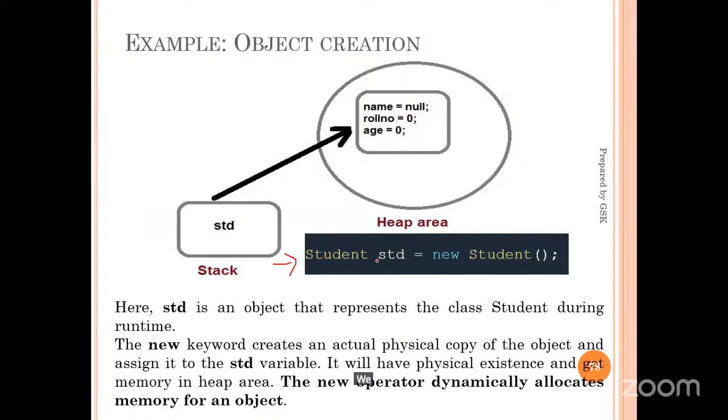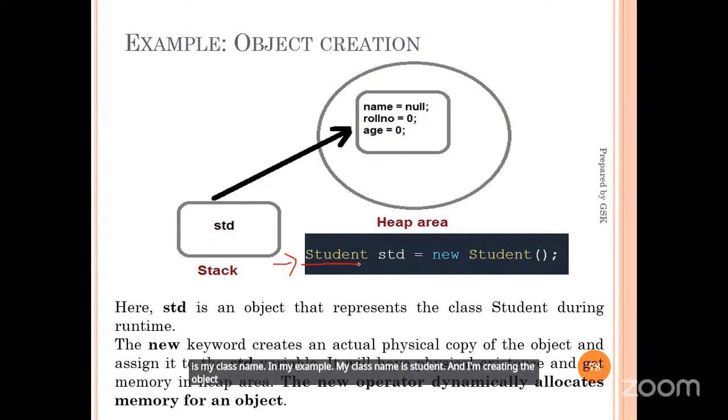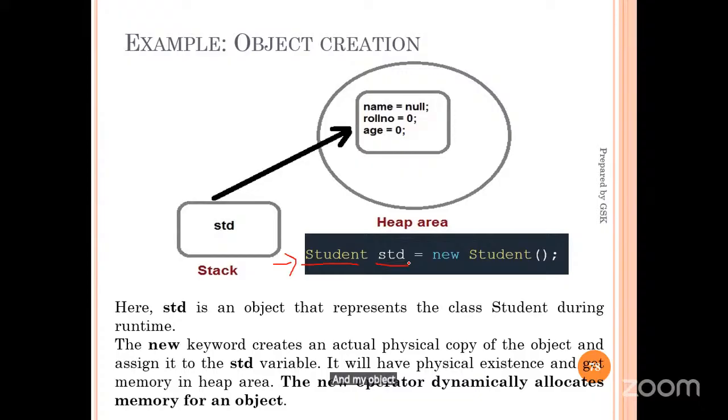We are writing this code to create the object. In this particular example, my class name is student. And I'm creating the object for the class student. My object name in this example is std. Std is the object name, or you can say variable name. Assignment, new class name, again student. So we are creating the object for the class student.